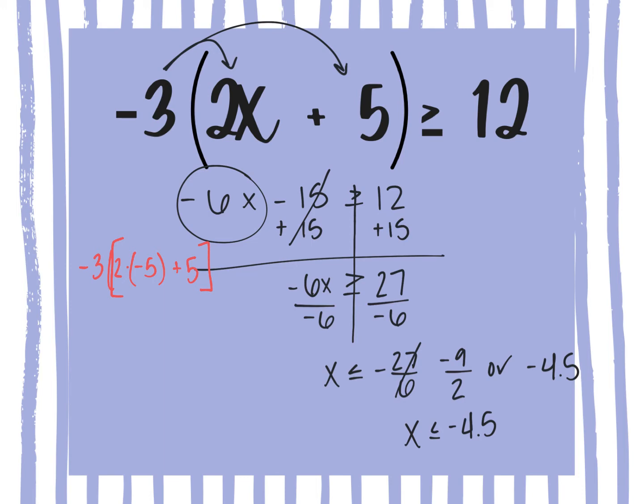If it is, that tells me I've gone in the right direction with solving. If it's not, I may have made a mistake. So I'll start inside those brackets. 2 times -5 is -10. So I have -10 plus 5, and eventually times -3. -10 plus 5 is -5. And -3 times -5 is +15. Now that's a value that is greater than or equal to 12, which leads me to believe that my answer here is correct. Let's try another.